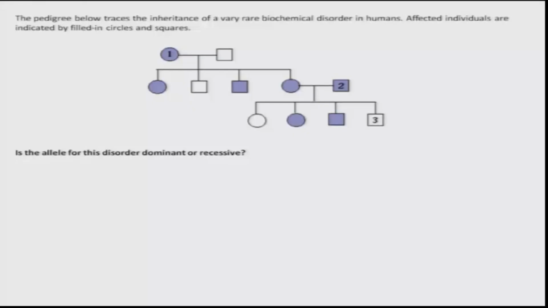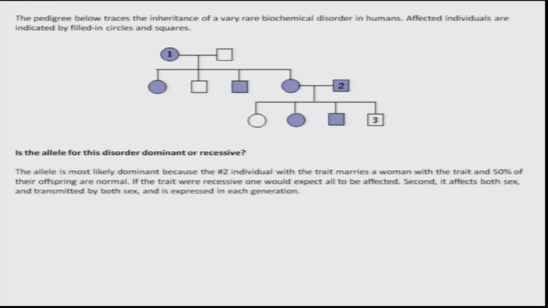This is one example. The pedigree given here traces the inheritance of a very rare biochemical disorder in humans. Affected individuals are indicated by the filled circle and square, as you have seen. So every individual shown here, filled one, has a particular disorder. So the question is, is the allele for this disorder dominant or recessive? Is the phenotype resulting from a dominant condition or a recessive condition? That's the question that we ask.